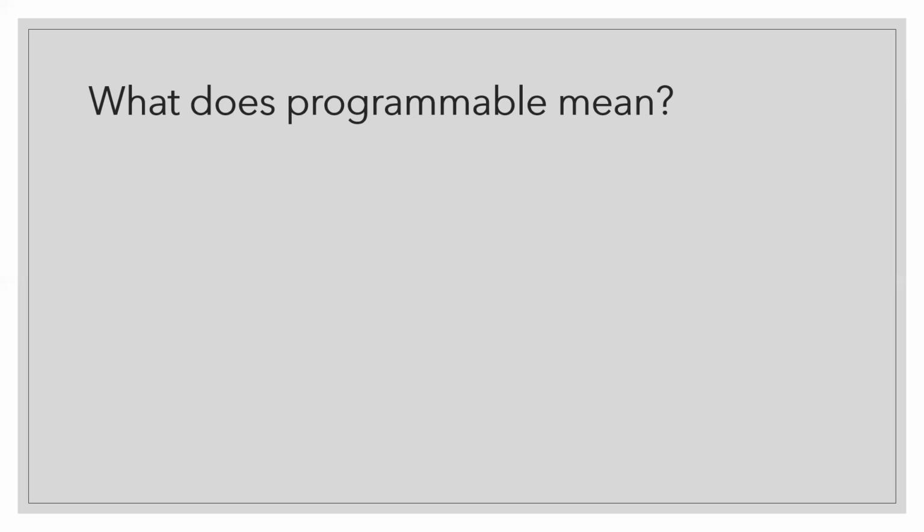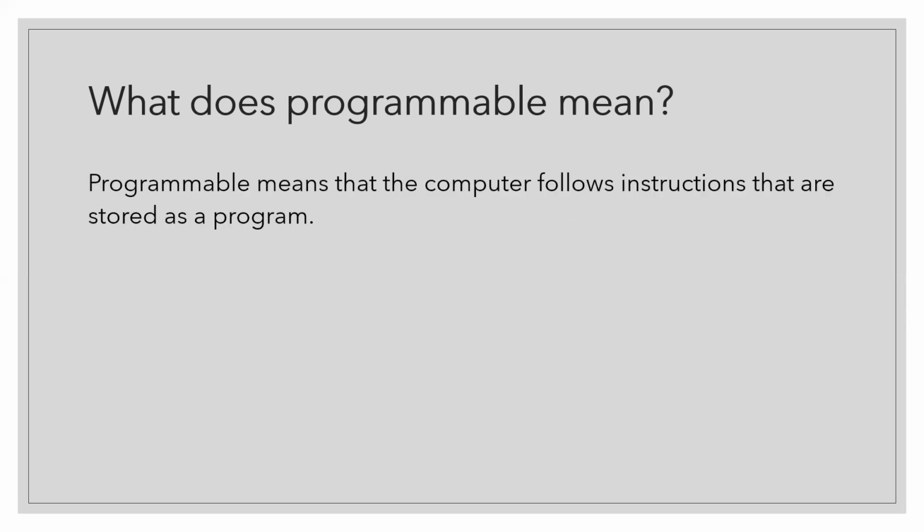Programmable means something that we can program. Programmable means that the computer follows instructions that are stored as a program. So program means some commands and instructions, and the machine will follow these commands and instructions, and it will process data and work according to it.